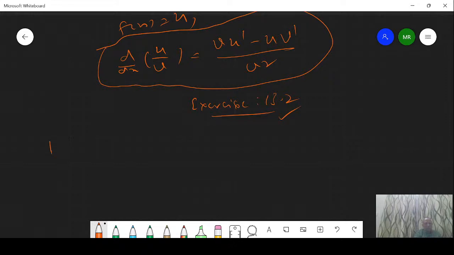Now the first one. Find the derivative of x square minus 2 at x equal to 10. They are asking at x equal to 10. They didn't ask to use the first principle. If they ask for the first principle, you can use the first principle. This is what they are asking: find the derivative of x square minus 2 at x equal to 10.